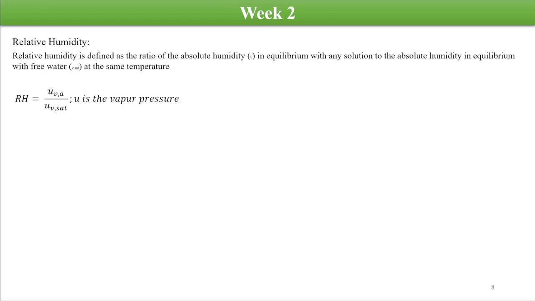So now the next term is relative humidity. Relative humidity is defined as the ratio of the absolute humidity in equilibrium within any solution to the absolute humidity in equilibrium with free water at the same temperature. You can also write the formula of relative humidity in terms of vapor pressure. That's going to be the vapor pressure at a particular humidity over the vapor pressure at saturation.